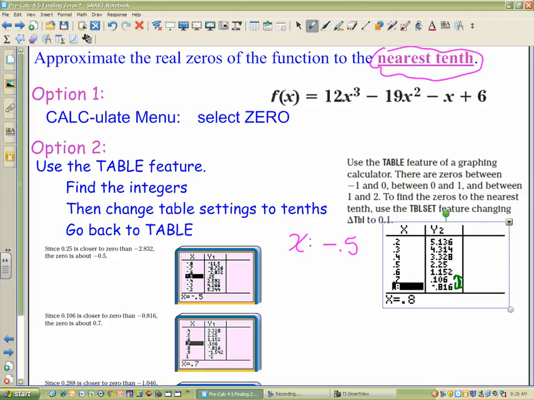And where is it closer to 0? I would say at 0.7, 0.1 away rather than -0.8 away would be closer. So 0.7 is another root.